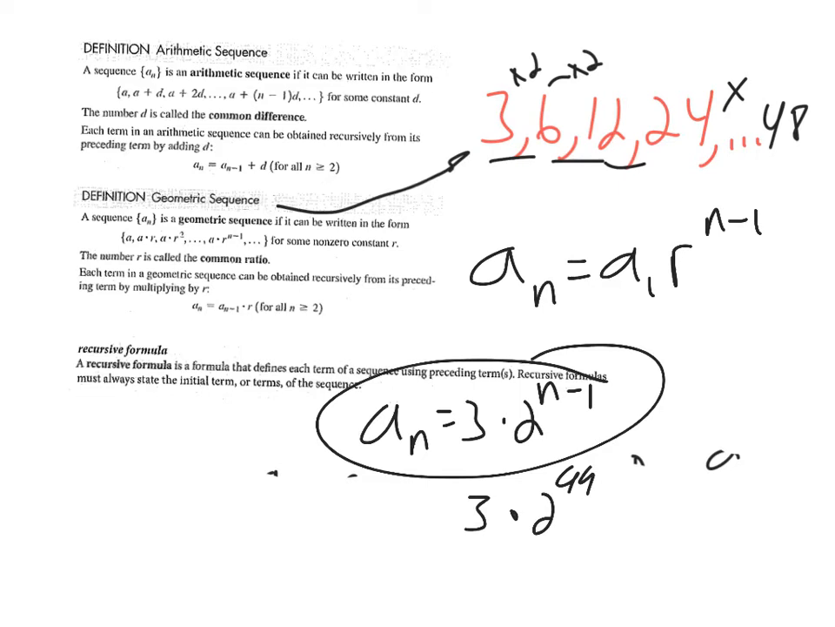What's this? 1, 2, 3, 4, 5. You would have to do the 5th term times 2, the 6th term times 2, all the way up to the 99th term times 2, which we wouldn't want to do. Okay, so that's how you generate the sequence.